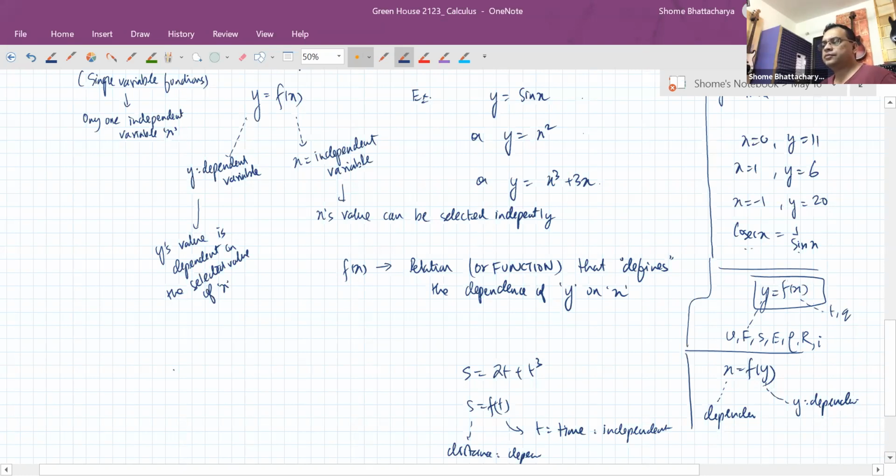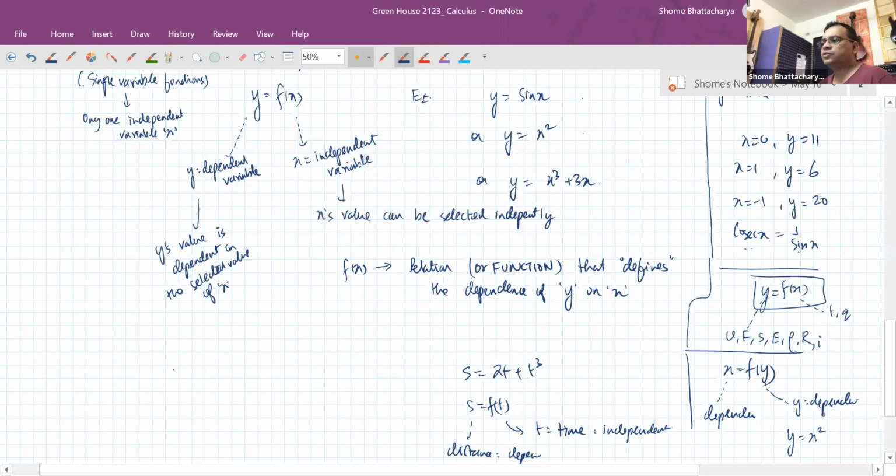Sir, in the equation y is equal to x square, which is the dependent and independent variable? When I write the equation like this, y is equal to x square, what I have written on the left hand side is y, so that is the dependent variable. What I've written on the right hand side is x's function, a relationship related to x, the square of x. So that means x is the independent variable. Is it clear? Yes.